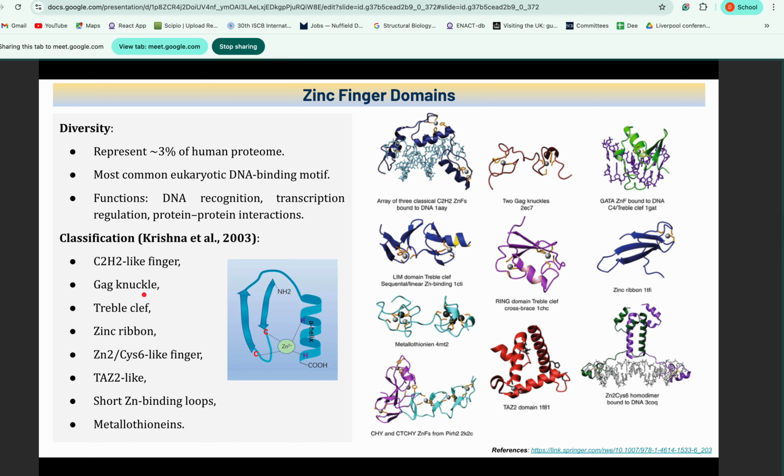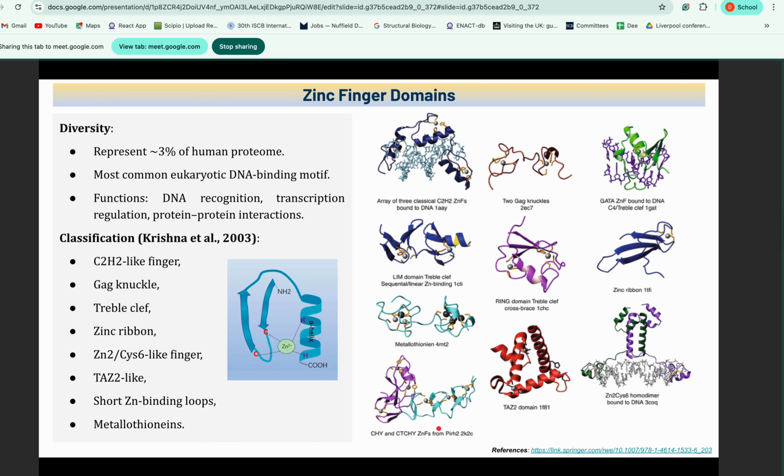Another could be gag knuckle. So this is how the structure will appear. This is the gag knuckle. Then treble clef. So this is how the structure of treble clef looks like. This represents the LIM domain. Then Zn2 cysteine 6 like finger. Then Tas2 like short zinc binding loops and metallothioneins.